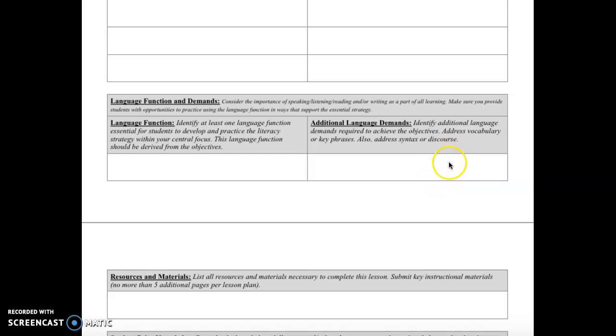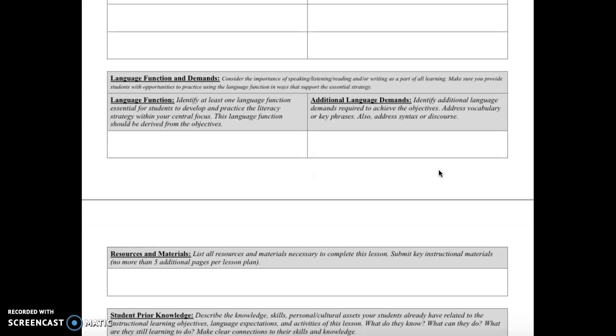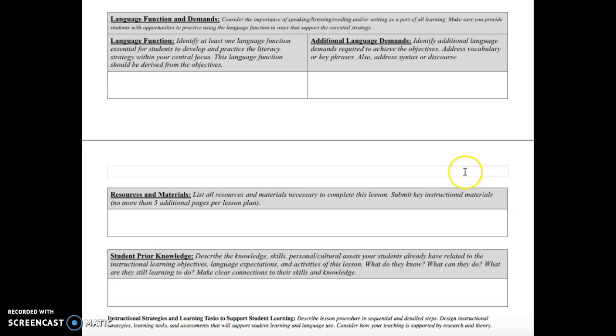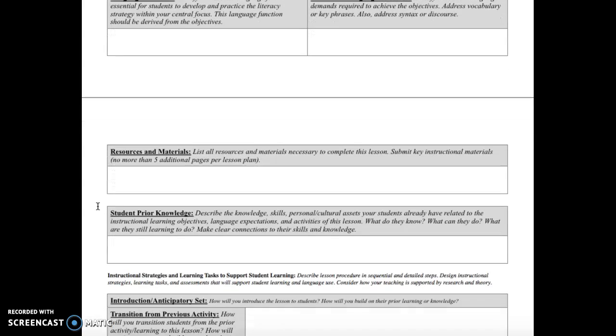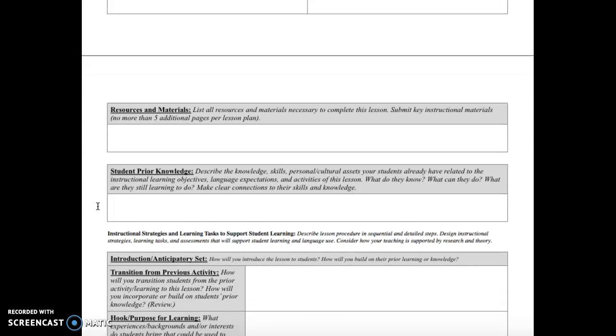Or is this access vocabulary? Are there words in the content that they might not understand beforehand and they need to know them before going into the lesson? Also, syntax or discourse. Is the language very formal and complex, so it's difficult for them to read? That needs to be addressed. Resources and materials. So this is any handouts, any technology they might need, because some schools have more technology than others.